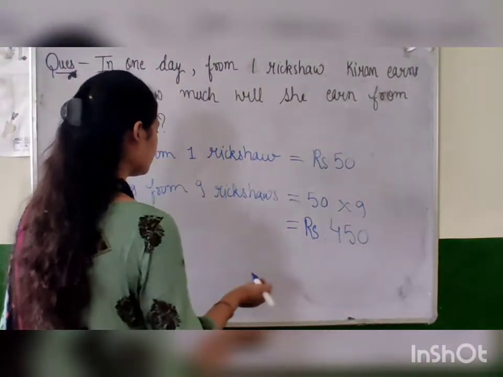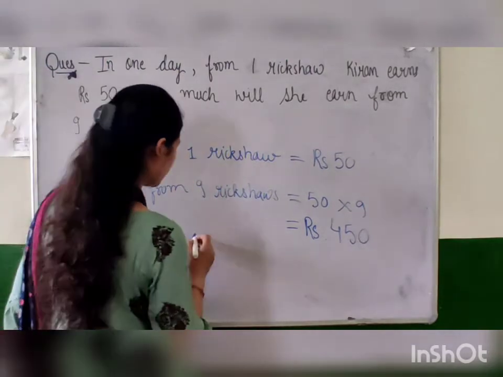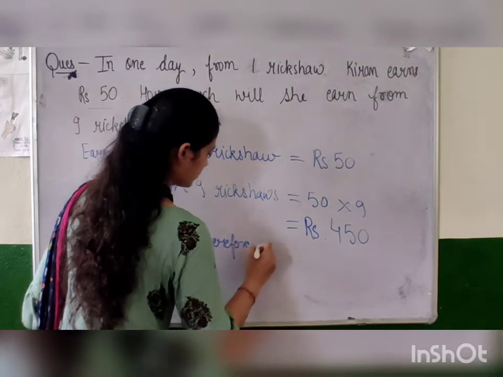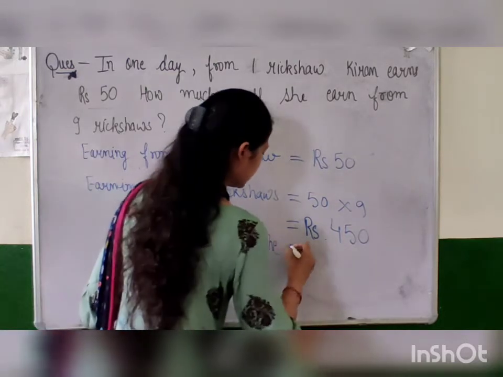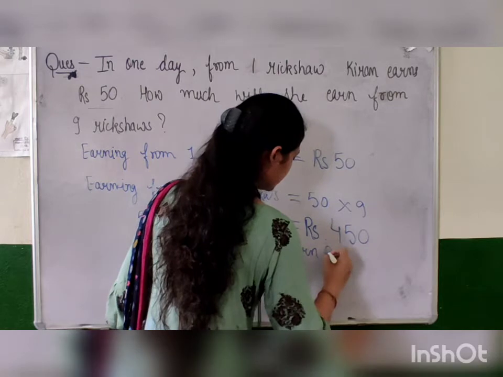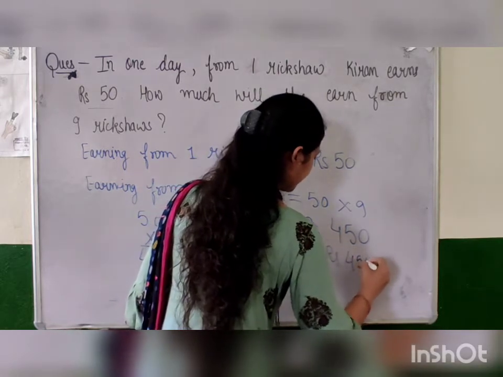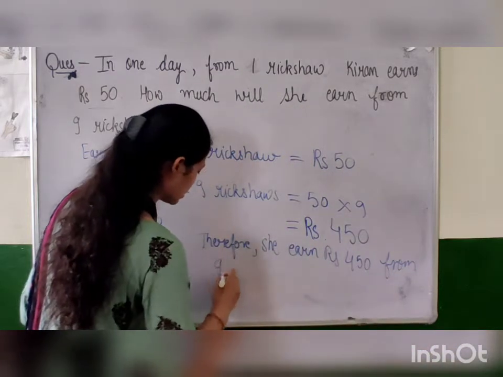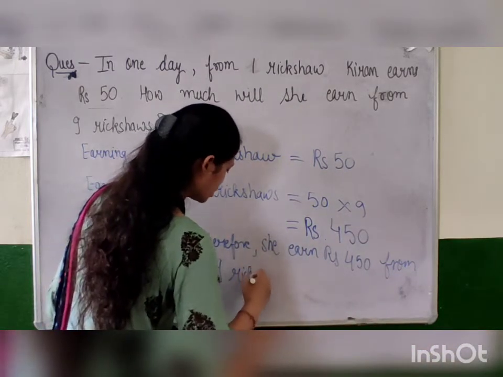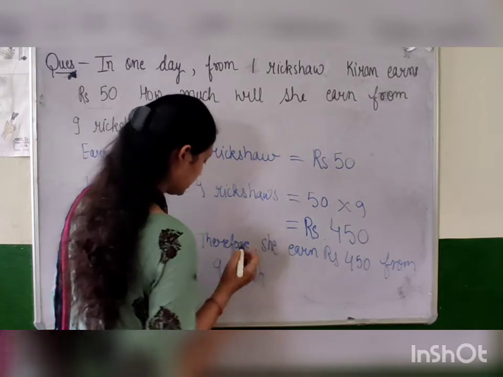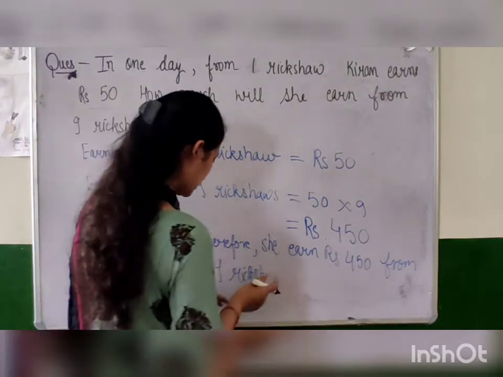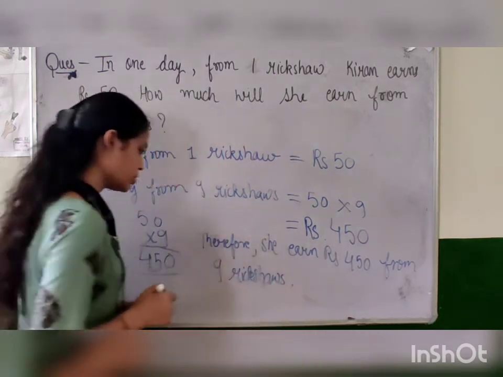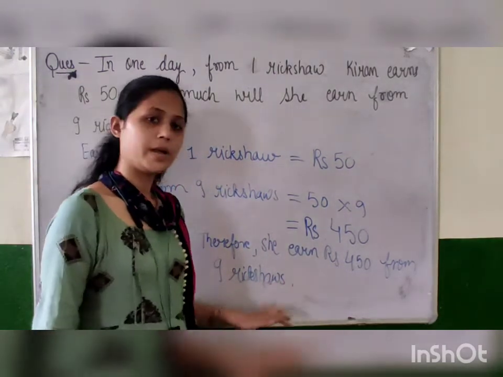So let's see. Therefore she earned rupees 450 from 9 rickshaws. We have been asked for 9 rickshaws. So we have found the answer for 9 rickshaws. So therefore she earned rupees 450 from 9 rickshaws.